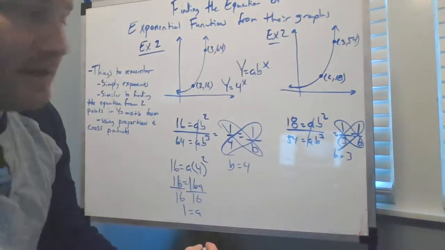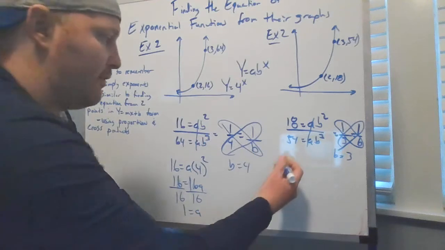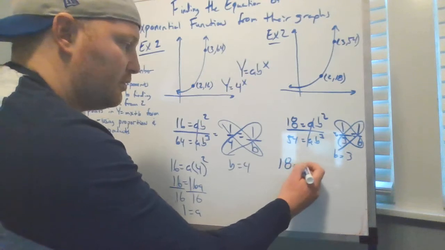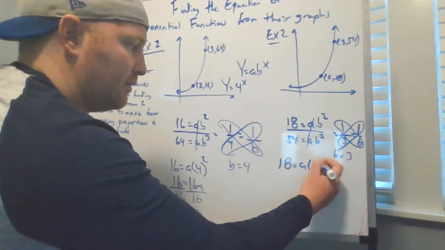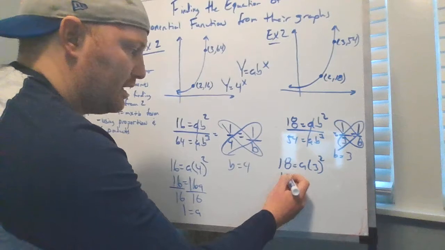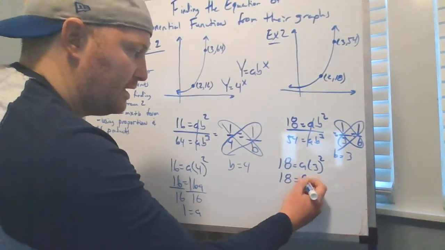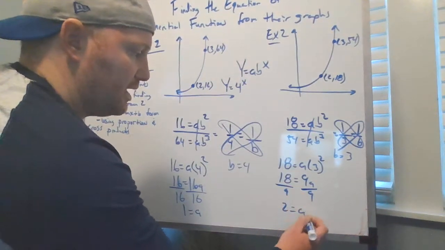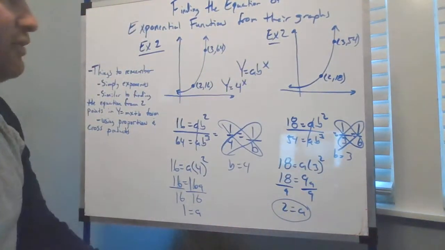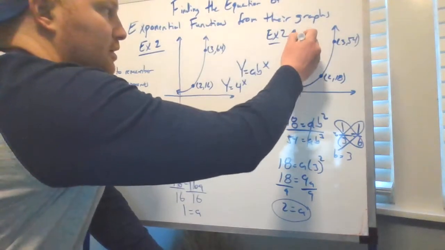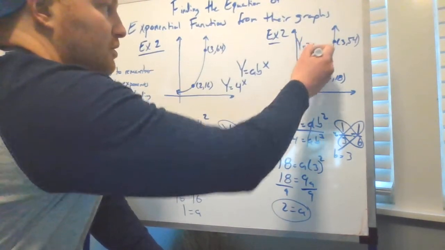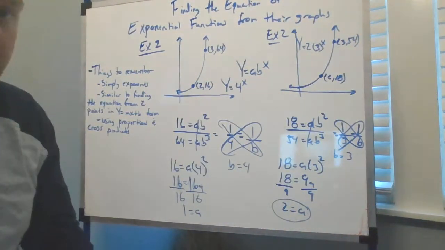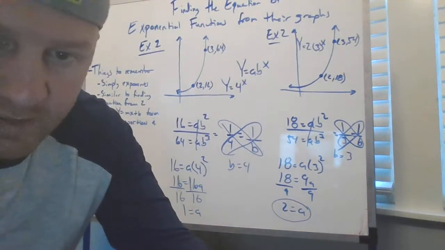Okay, I got b equals 3, so now we're going to solve for the a. I'll use the smaller number, it's always easier. 18 equals a, parentheses, 3 to the power of 2. 18 equals, 3 to the power of 2 is 9, 9a. Divide both sides by 9, and 2 equals a. Same exact process. This equation happens to be y equals 2, parentheses, 3 to the power of x. And that's how you do that. Be back in a minute with a couple more examples.